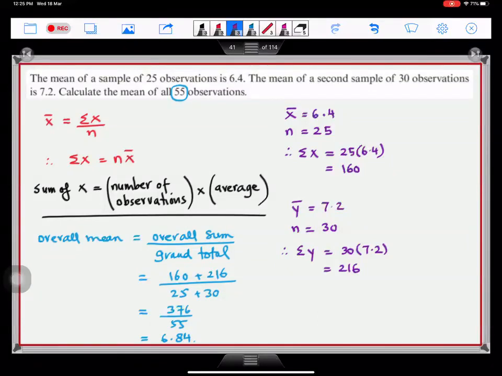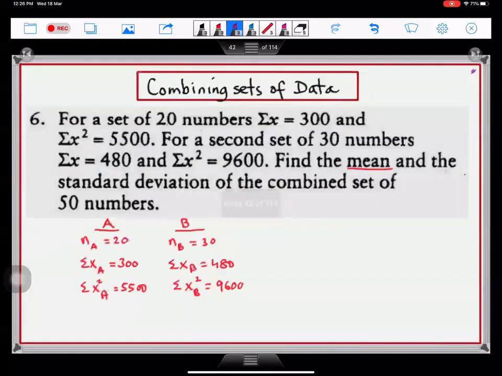X bar is sigma x over n. Sigma x is number of observations multiplied by average. For 25, the sum is 160. 25 into 6.4 is 160. For 30, the sum of y is 30 into 7.2. 160 plus 216, that is the sum of all the 55 observations. And then we divide by 55. What do we get? We get the answer as 6.84. That is the overall average. Everyone clear on this? Let's move on.